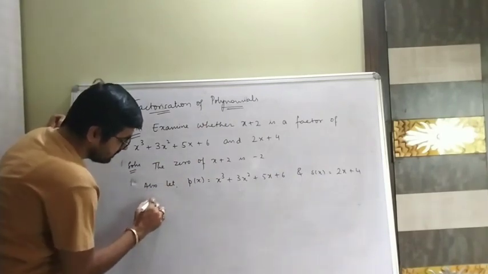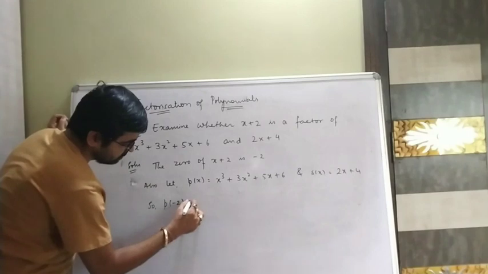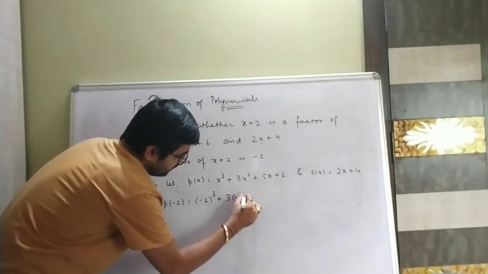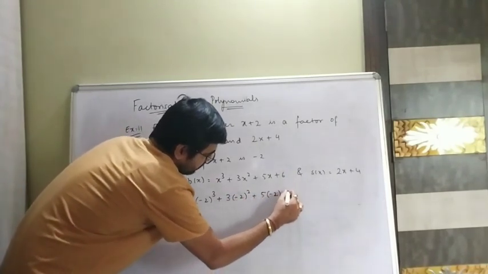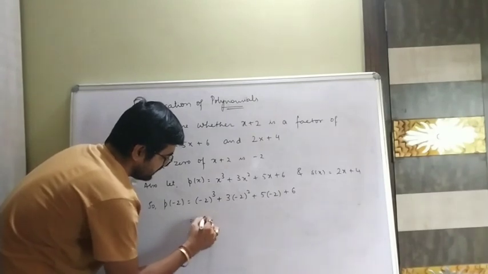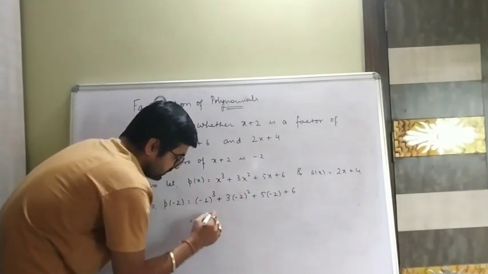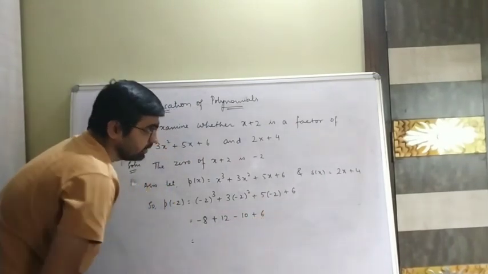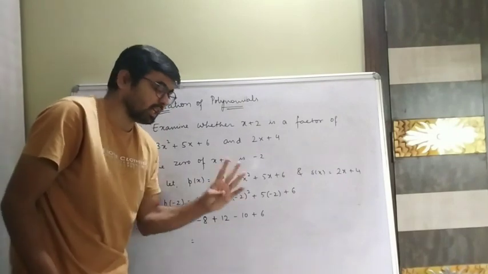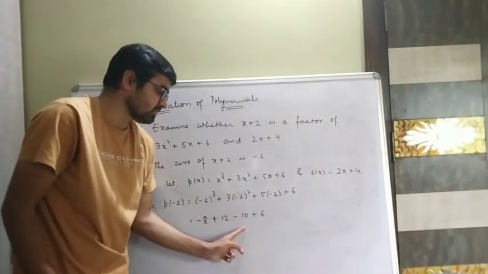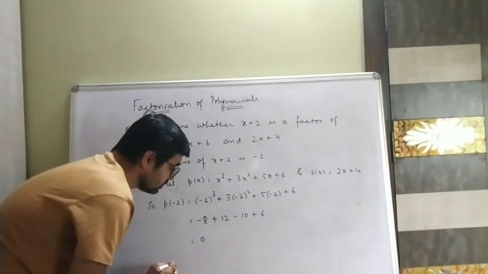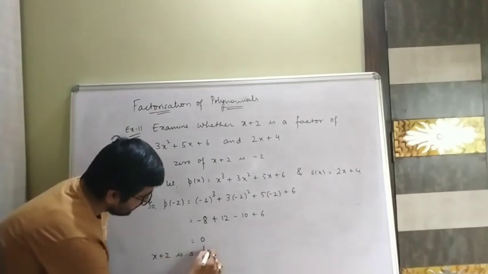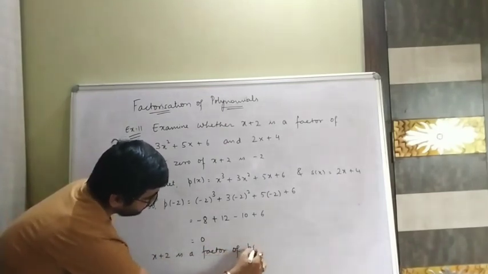So first, p of minus 2. If I put it in, it becomes minus 2 cube plus 3 into minus 2 square plus 5 into minus 2 plus 6. Minus 2 cube is minus 8. Minus 2 square is 4, and 4 threes are 12. Minus 5 twos are minus 10, plus 6. What will be the answer? Minus 8 plus 12 is 4, 4 minus 10 is minus 6, minus 6 plus 6 is 0. So I can easily say that x plus 2 is a factor of p of x.